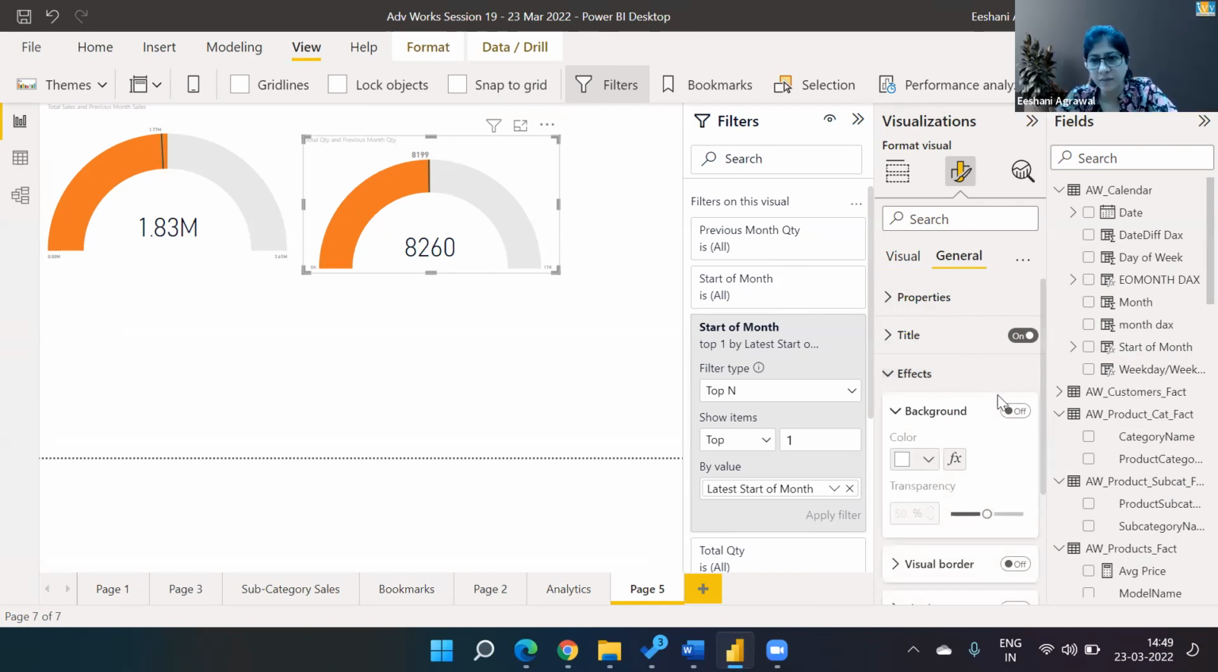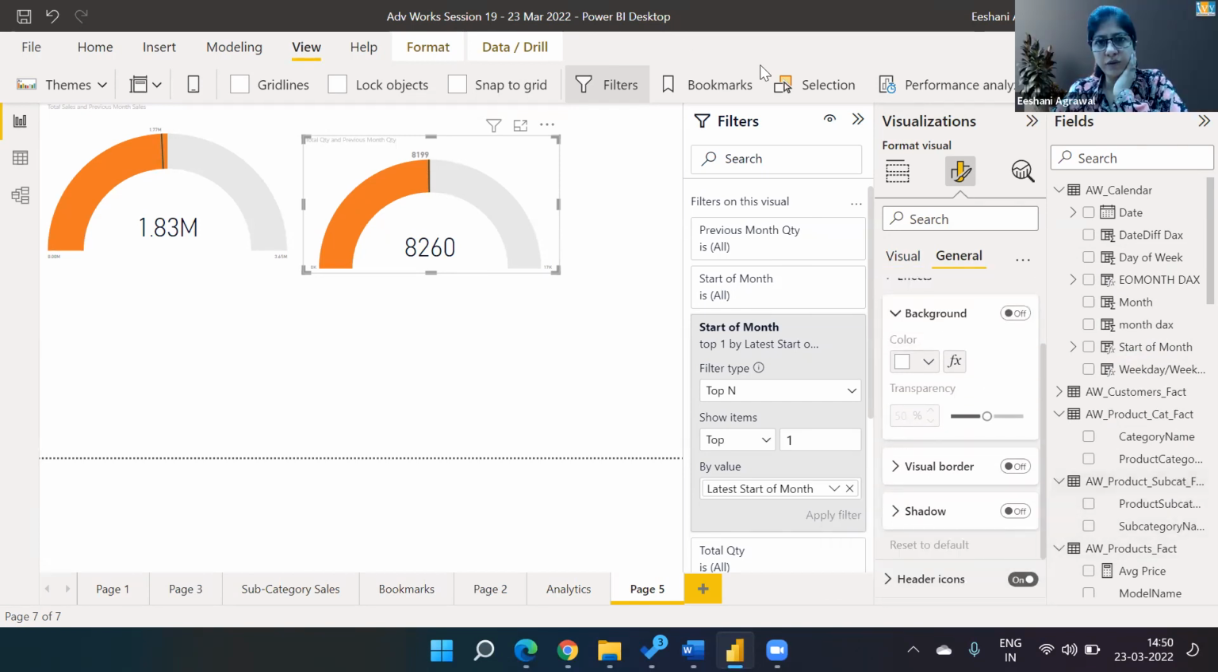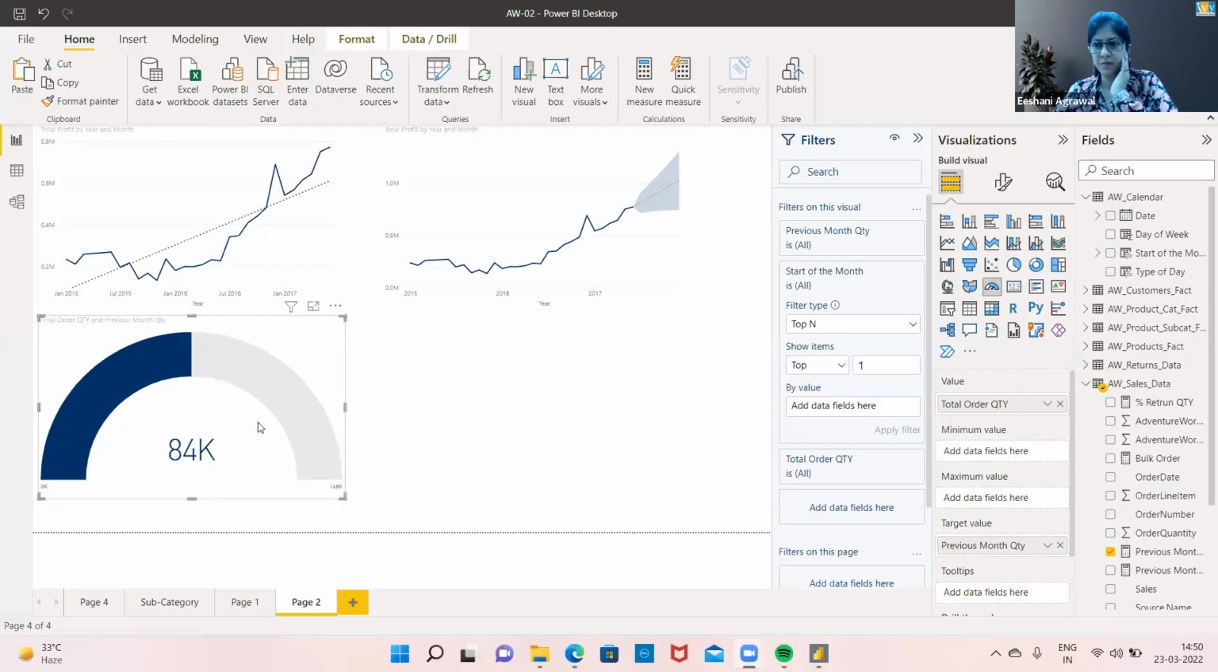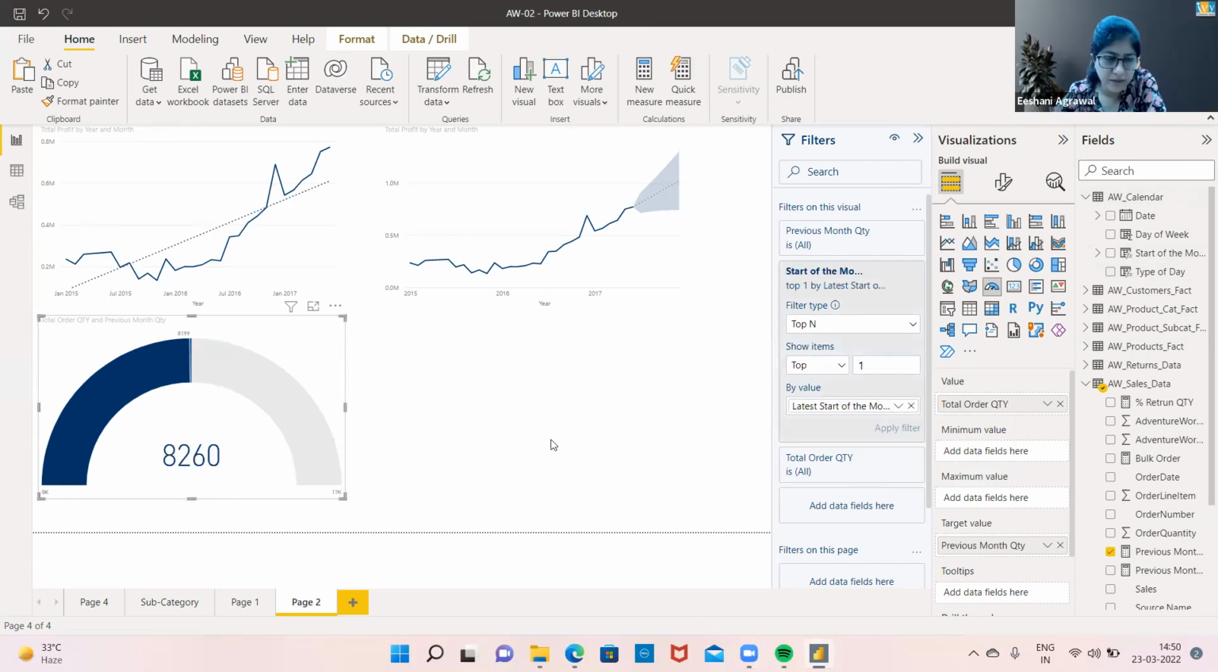Let me know if you guys are done. Done. Ishani, I'm not able to select the field by value. Not sure why. Can you share your screen once? Okay. And drop your start of month again in by value and change it to latest. Click on apply. And that's it.